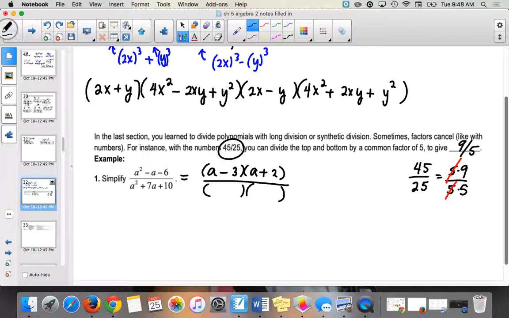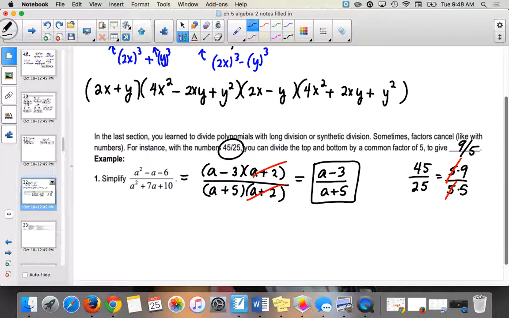Okay, and on the bottom I have a and a. I want to multiply to be 10, and I want my outer and inner to combine to be 7. So let's do 5 and 2, and they're both plus. So what do we have in common on the top and the bottom? a plus 2, right? So our final answer is a minus 3 all over a plus 5.